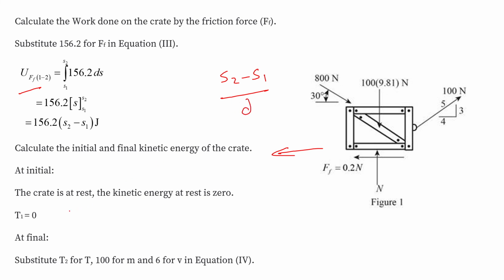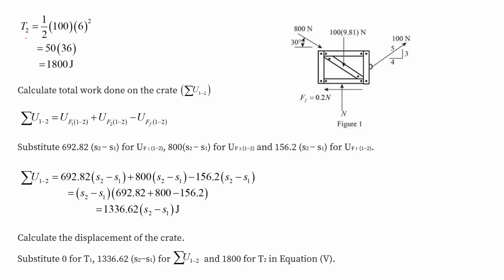So here let's substitute the value of T1 equal to 0 in equation number 6. So from here we can write the value of T2. First of all, let's write the value of T2, that is half of mv square, that is mass is given to us of the crate, that is 100 into the speed square, which is 6 into 6. So from here we can write the value of T2, means the kinetic energy of this crate at second position, that is 1800 joules.